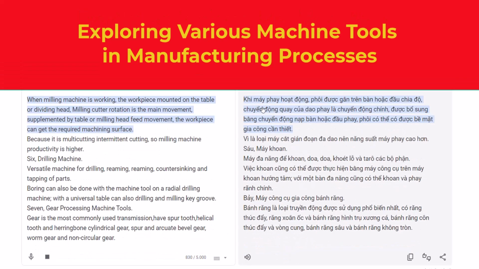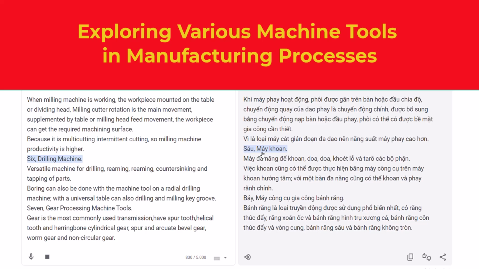When the milling machine is working, the workpiece is mounted on the table or dividing head, and the rotation of the milling cutter is the main movement, supplemented by the feed movement of the table or milling head. The workpiece can get the required machining surface. Because it is multi-cutter intermittent cutting, milling machine productivity is higher.